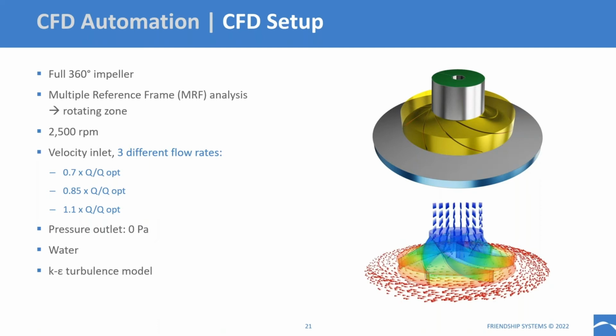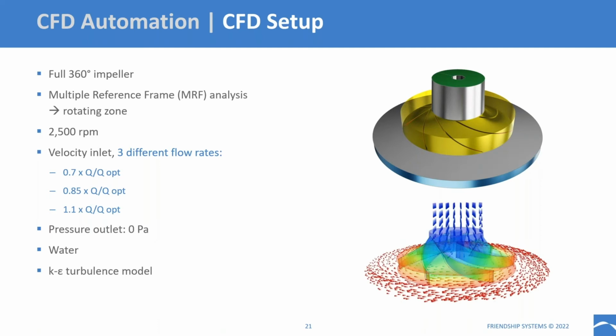We're running the computations for a full 360-degree impeller. We're using a multiple reference frame or MRF analysis, and that's why we also define here as part of the model the rotating zone, which you see in yellow here in the upper picture. So this is the part that rotates, the impeller, and we're running this rotation at a fixed speed of 2,500 revolutions per minute. And we are using a velocity inlet, and here is an important point.